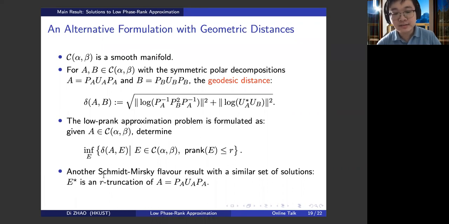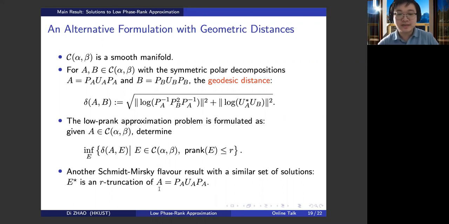And luckily, this formulation gives rise to a very similar set of solutions in the Schmidt-Mirsky theorem flavor. The set of solutions is given by the R-star truncation of the symmetric polar decomposition of A, which is U_A, P_A, where U_A is unitary. We just do an R truncation, similarly to the singular value decomposition. Then we obtain the set of all the solutions to this low phase rank approximation in this formulation.